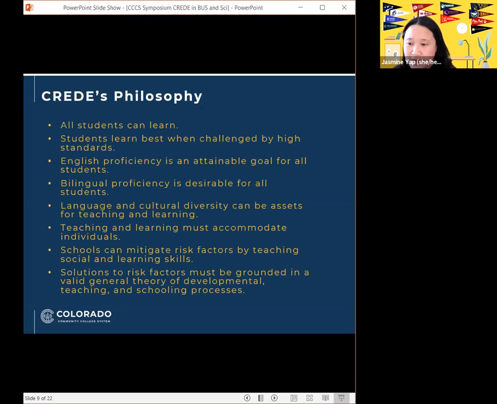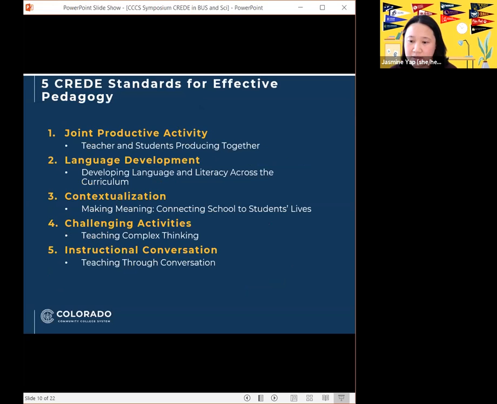Schools can mitigate risk factors by teaching social and learning skills. And finally, solutions to risk factors must be grounded in a valid general theory of developmental, teaching, and schooling processes. So these are the 5 standards, and we'll share a link with the standards, the rubric, and all of that later in an activity we'll be doing.